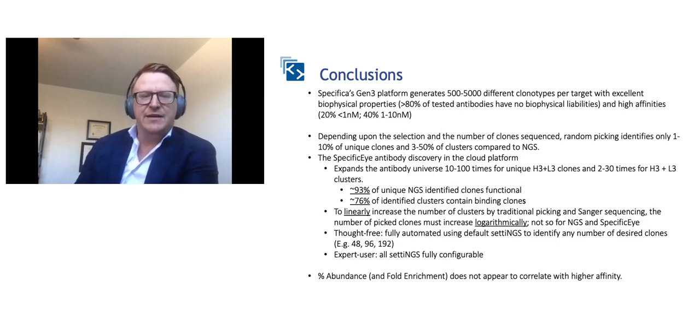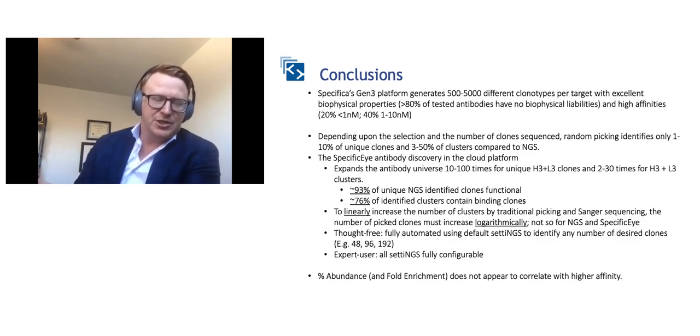76% of these identified clusters contain binding clones as well. All in all, to linearly increase the number of clusters by traditional picking and Sanger sequencing, the number of picked clones must increase logarithmically. Not so for NGS and the Specifica platform.